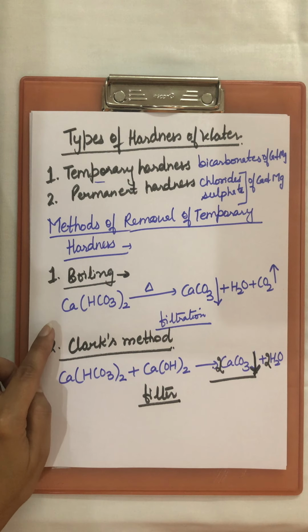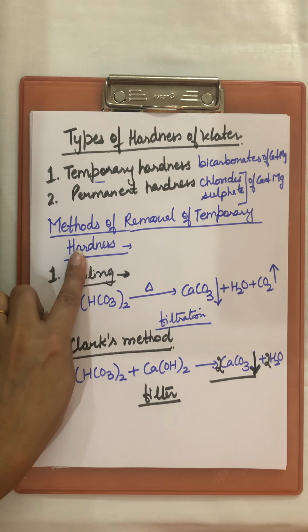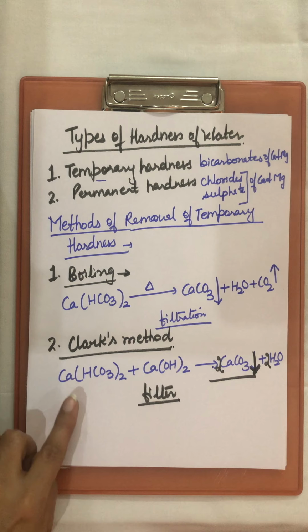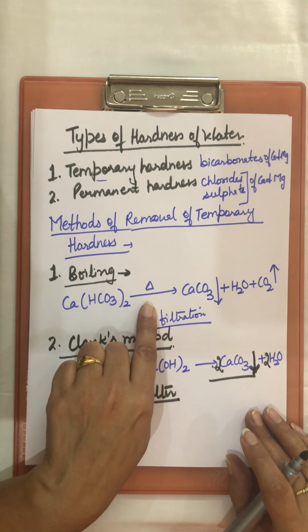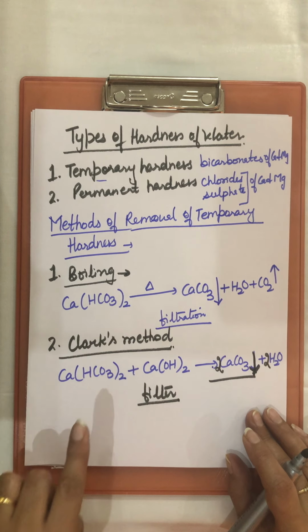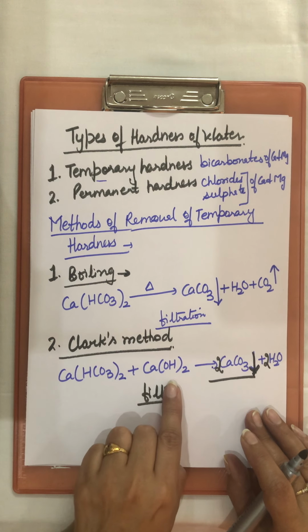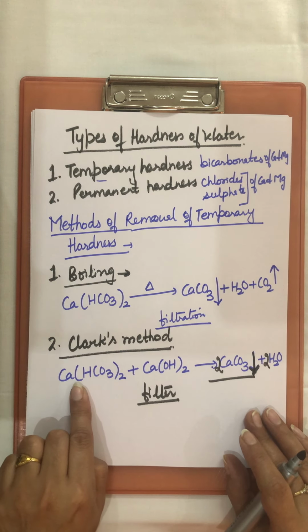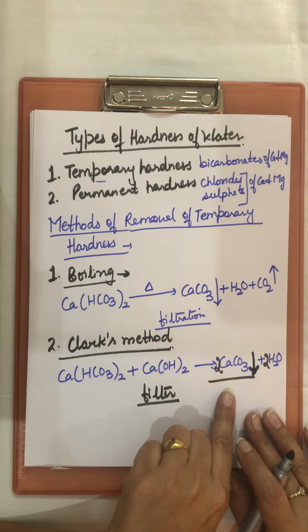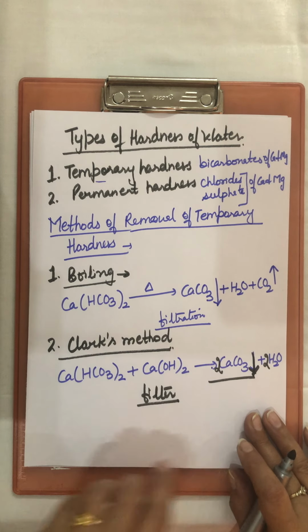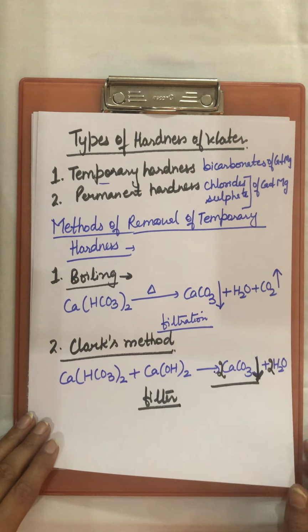So these are the two methods to remove temporary hardness of water: boiling and Clark's method. In boiling, just heat the water which has temporary hardness, and in Clark's method we add lime into the temporary hard water. In both the cases, insoluble precipitates will form, which can be removed by doing the filtration.